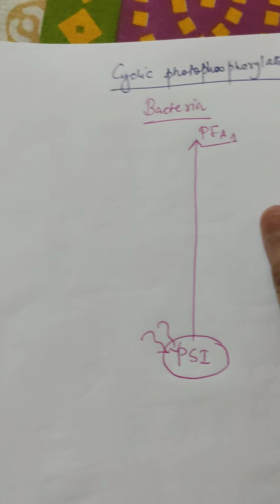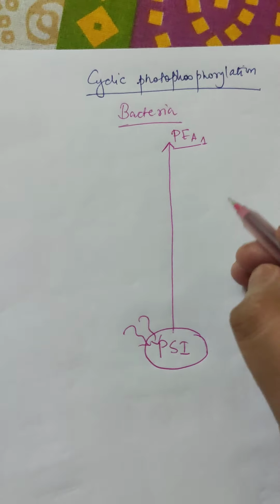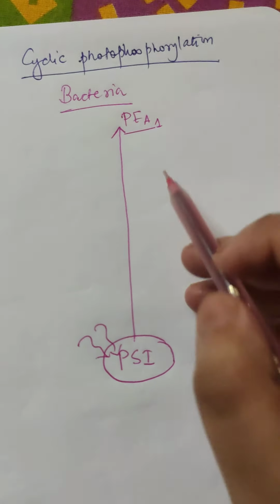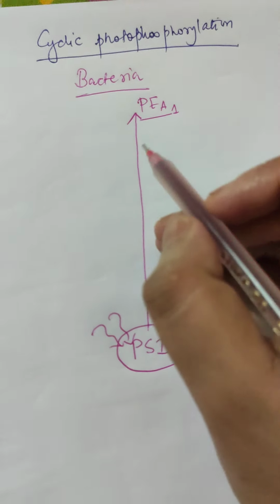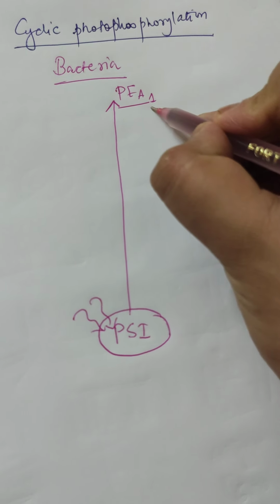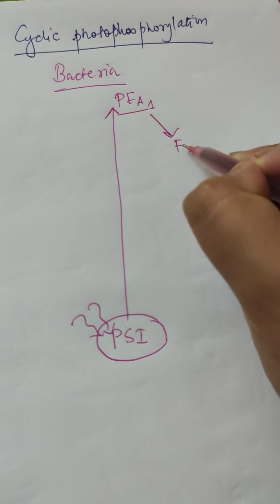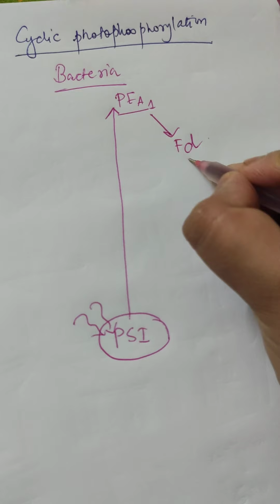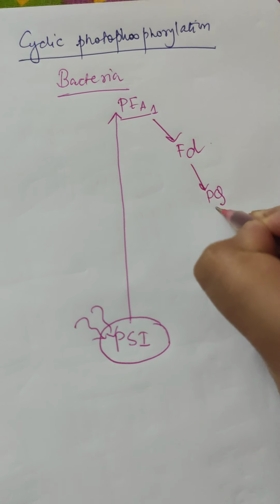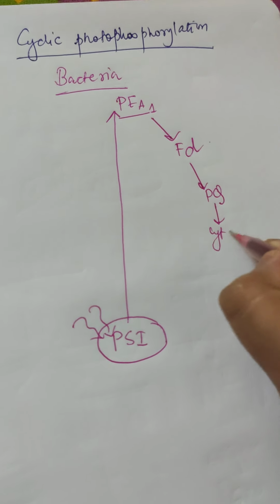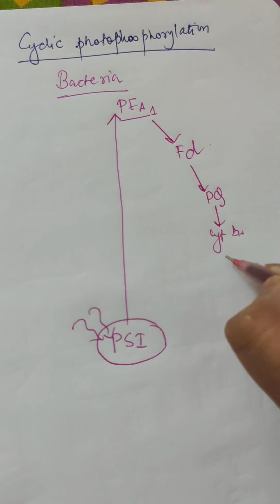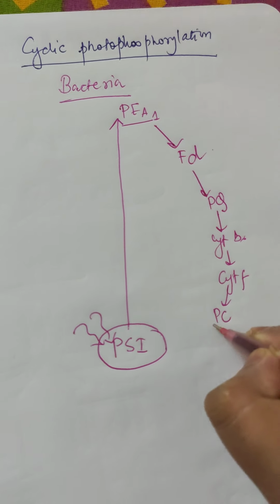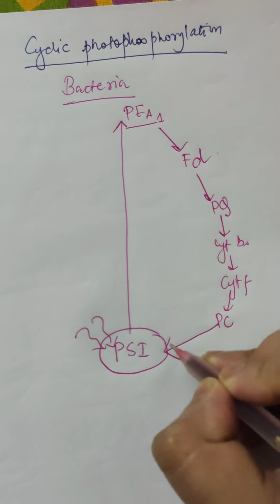So in cyclic photophosphorylation, what happens is the electrons are excited, they move to the primary electron acceptor, and from the primary electron acceptor it moves to ferredoxin, and then to plastoquinone, then to cytochrome B6, then to cytochrome F, and then to plastocyanin, and it comes back.